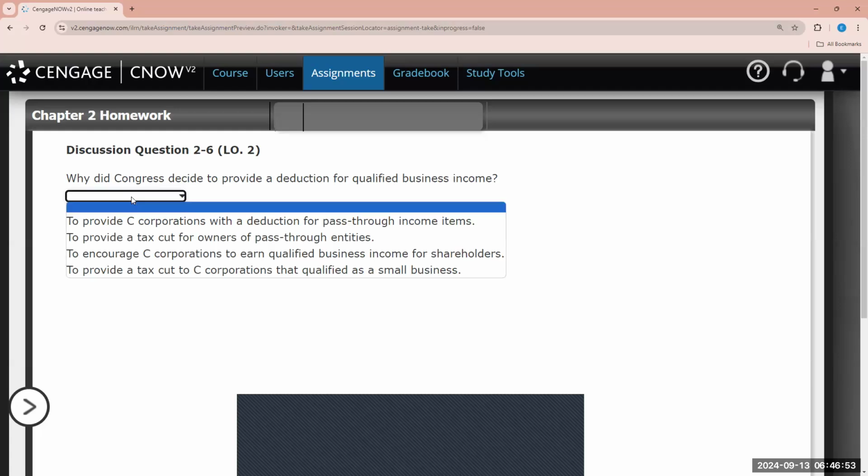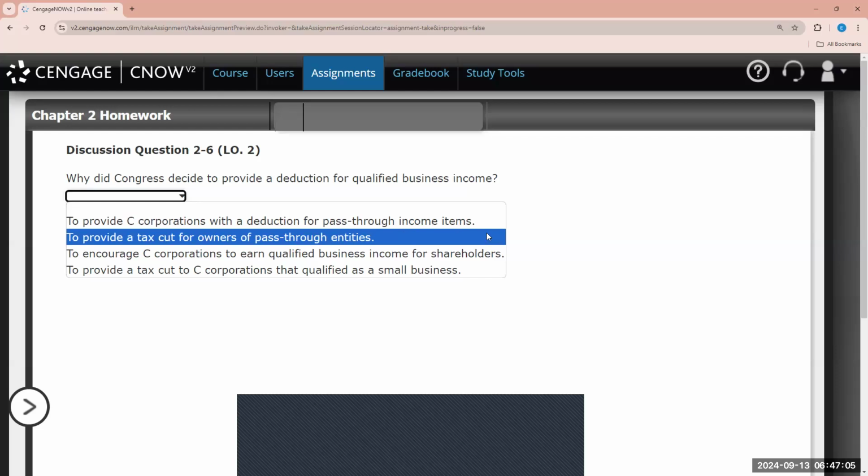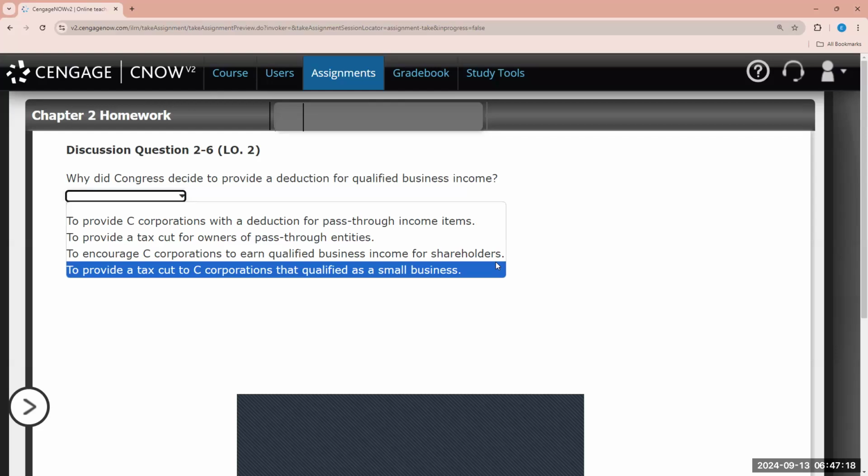So why did Congress decide to provide a deduction for qualified business income? To provide C corporations with a deduction for pass-through income items? No, that's incorrect. To provide a tax cut for owners of pass-through entities? All right, that sounds about right. To encourage C corporations to earn qualified business income for shareholders? That's incorrect. Lastly, to provide a tax cut to C corporations that qualified as a small business?